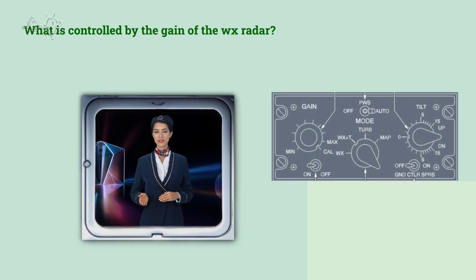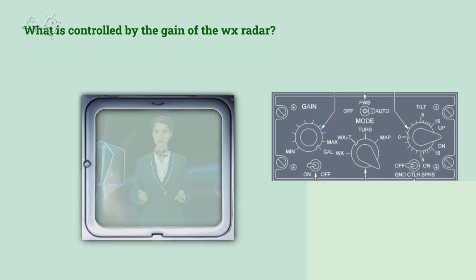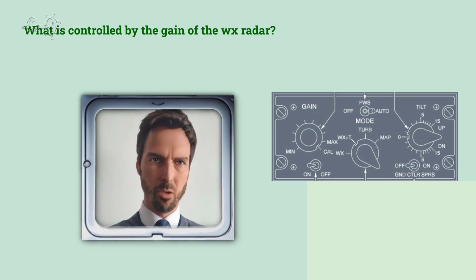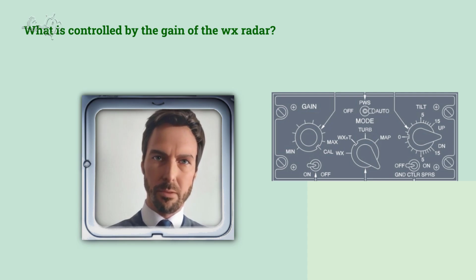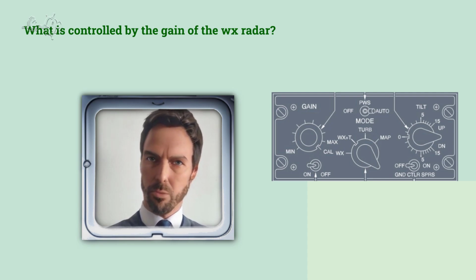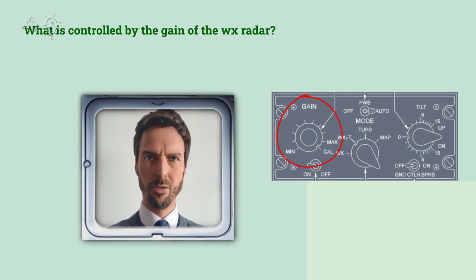Now more of a basic question for those new on type: what is controlled by the gain of the weather radar? And, for those of you more experienced pilots, how is the gain scale setting interpreted? It's like a volume knob for your radar. The higher the gain, the more sensitive your radar is to weak echoes. So, if you're struggling to see some distant storms, try turning up the gain to boost those signals. The gain knob allows you to modulate the gain from -16 dBz towards +10 dBz.